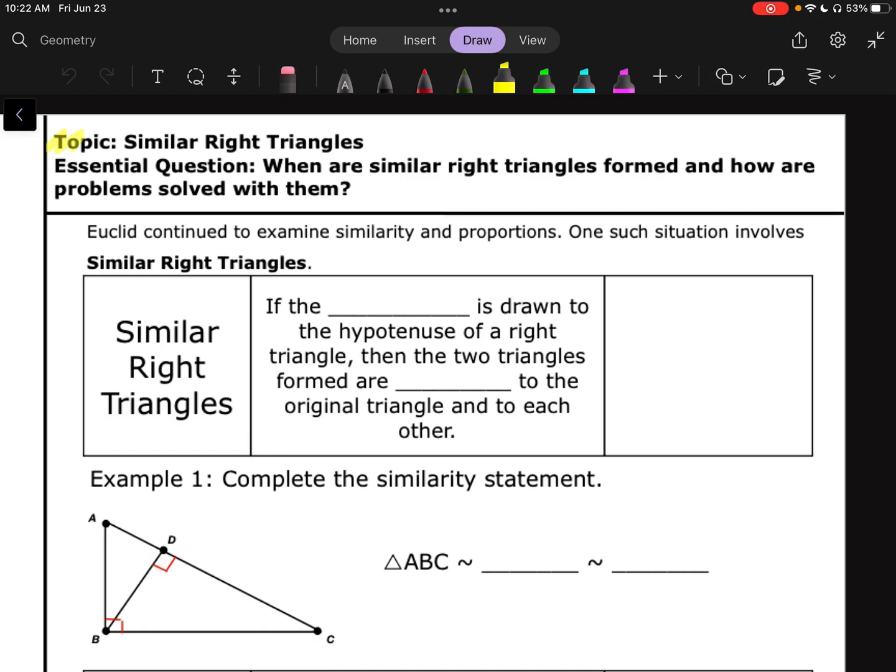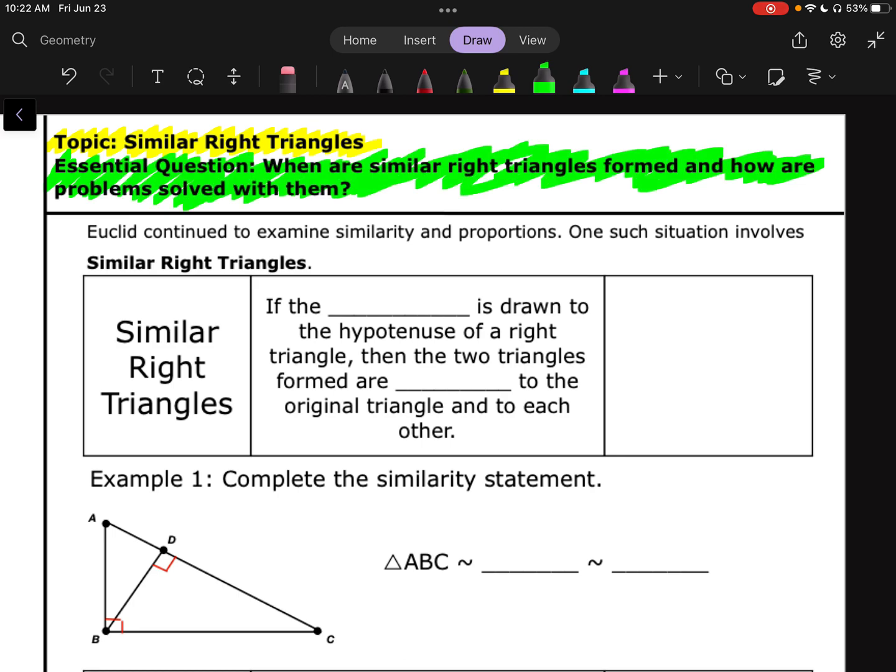All right, so the topic for this video is going to be similar right triangles. And our essential question we're going to be trying to answer here is when are similar right triangles formed and how are problems solved with them? So these past few videos, we've really been looking at similarity and proportions and kind of following along with what our guy Euclid did back in the day, the father of geometry.